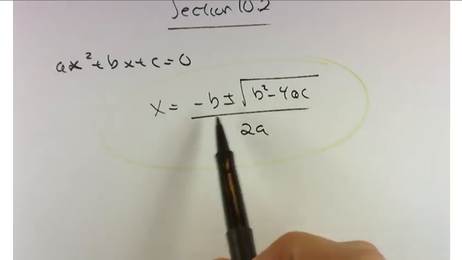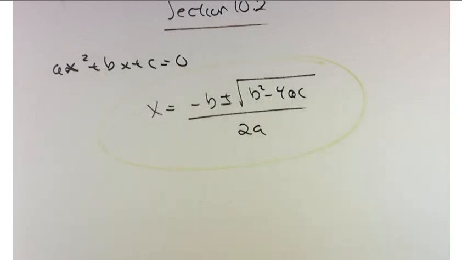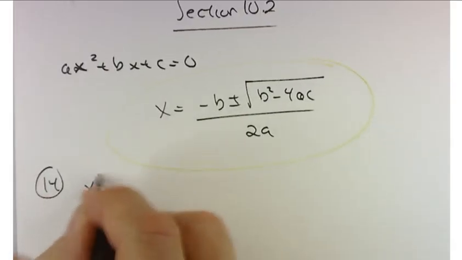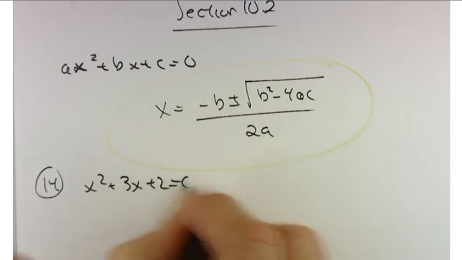What it's going to require is that we determine what a, b, and c are. A, b, and c are going to be the coefficients of the polynomial that you're working with. So, let's start out with an easy one. Problem number 14. X squared plus 3x plus 2 equals 0.